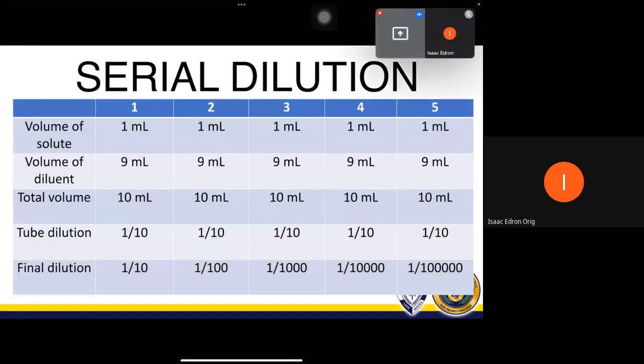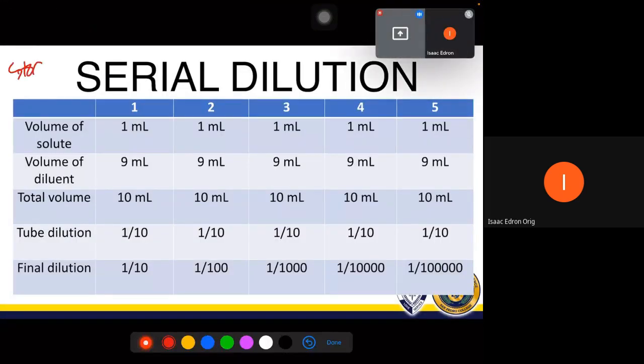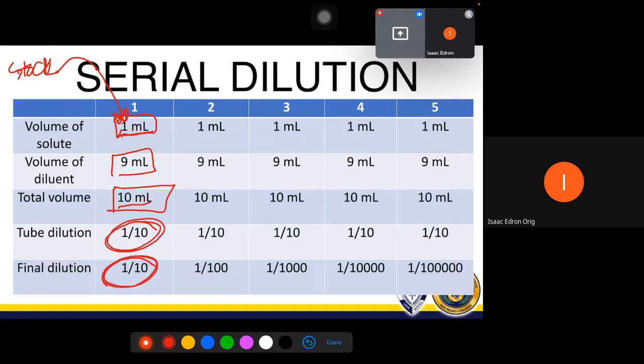Okay, so, di ba, from the stock solution, kukuha ka ng 1 ml. Then, i-add mo siya sa 9 ml na diluent. So, magiging 10 ml siya. Okay? Then, ang dilution niya is 1 over 10, which is 1/10. So, ang final dilution niya is 1/10.